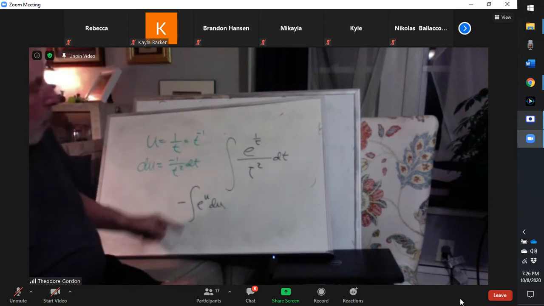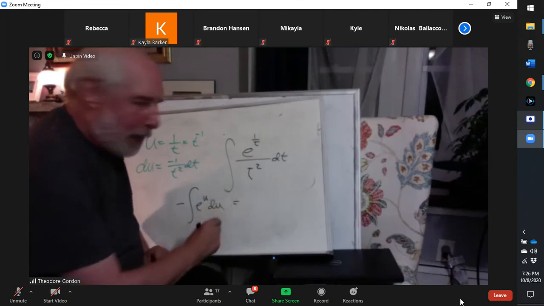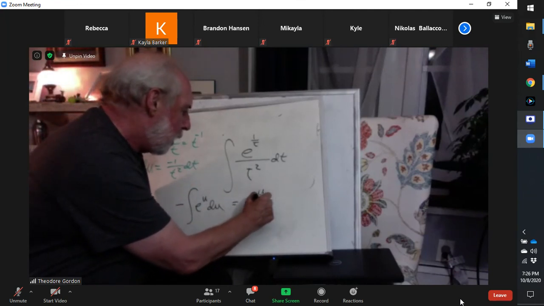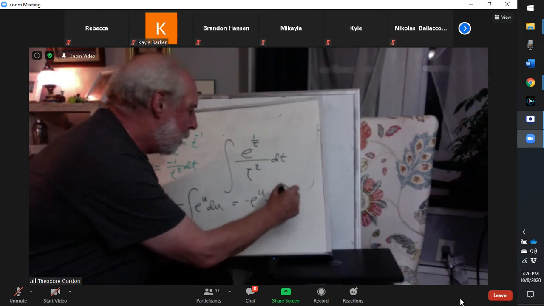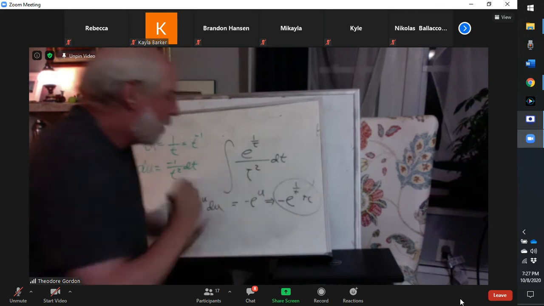That's an e to the u problem in hiding. And the integral of negative e to the u is negative e to the u. And that would give me negative e to the 1 over t plus c. That's the answer to that integral.